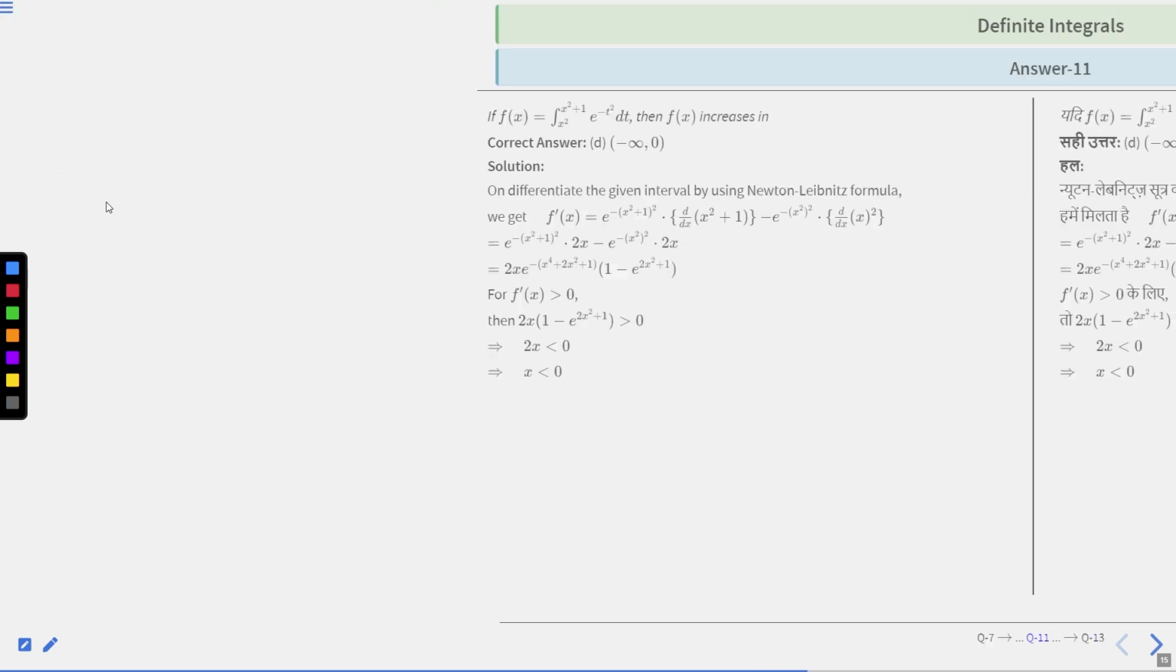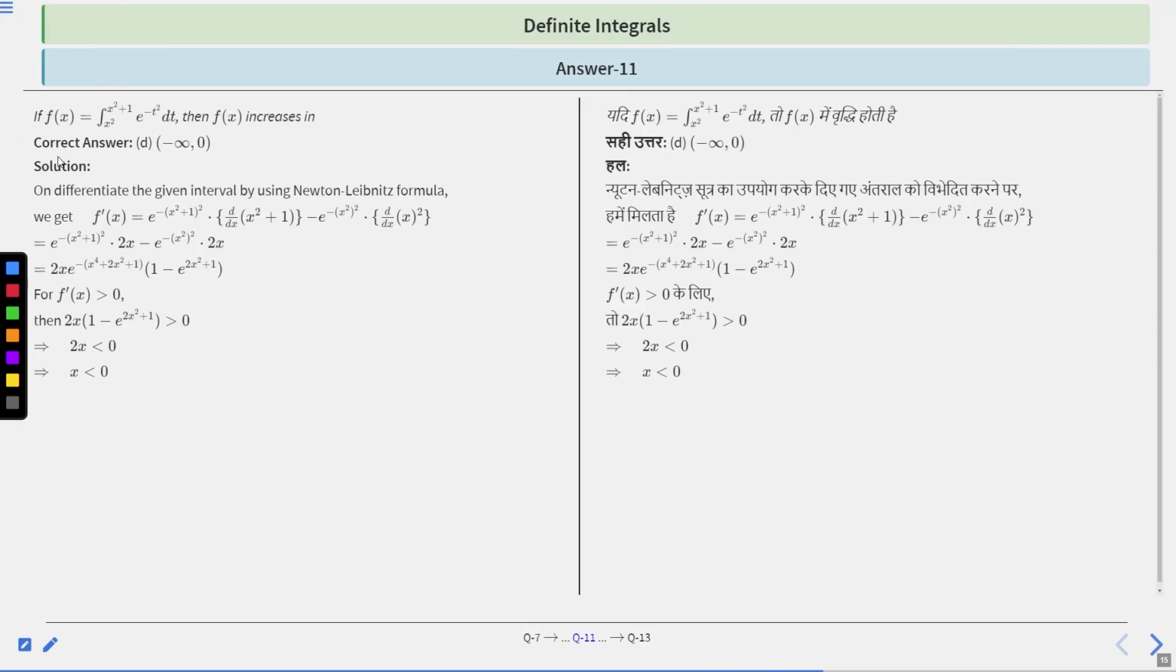Okay, let's move to the solution part. As f(x) is given as integration of x square to x square plus 1 of e to the power minus t square dt, therefore f dash x will be equal to e to the power minus (x square plus 1) whole square into d upon dx of (x square plus 1), minus e to the power minus (x square) whole square into d upon dx of x square, which is equal to e to the power minus (x square plus 1) whole square into 2x minus e to the power minus (x square) square into 2x.